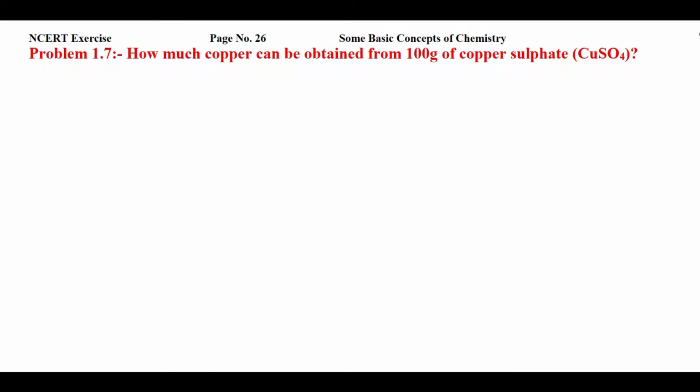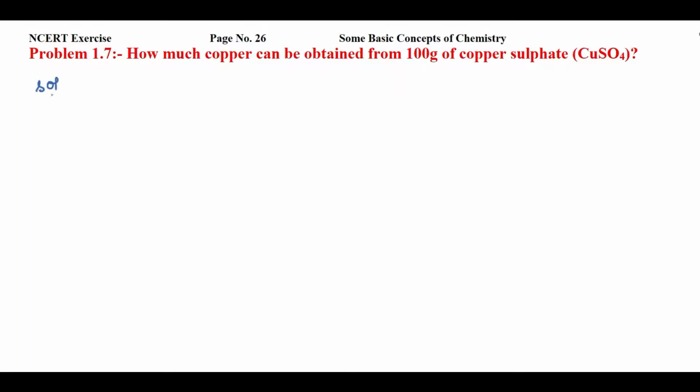Students, this is NCERT exercise problem 1.7 from page number 26 of Some Basic Concepts of Chemistry, right? So let's read the statement. How much copper can be obtained from 100 gram of copper sulfate, and the formula of copper sulfate is CuSO4. In this question they have given you 100 gram of copper sulfate and they are asking you to find the amount of copper that can be obtained from this copper sulfate, right? So in this question we'll apply the unitary method.